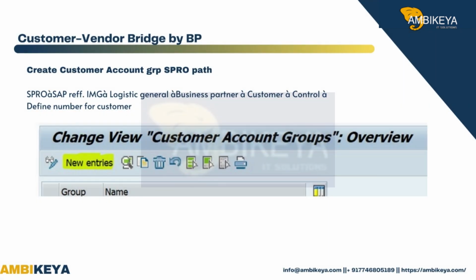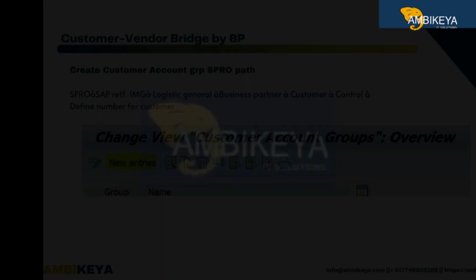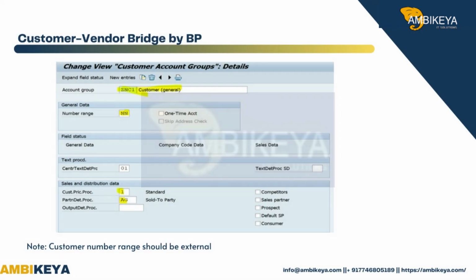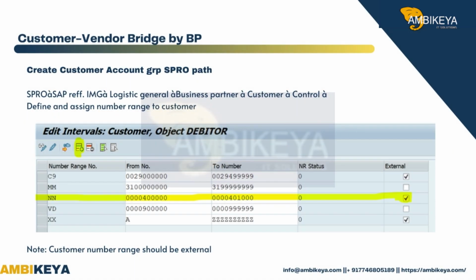Create customer account group. SPRO path: SPRO, SAP reference IMG, Logistics General, Business Partner, Customer, Control, Define number ranges for customer. Note, customer number range should be external. Create customer account group. SPRO path: SPRO, SAP reference IMG, Logistics General, Business Partner, Customer, Control, Define and assign number range to customer. Note, customer number range should be external.